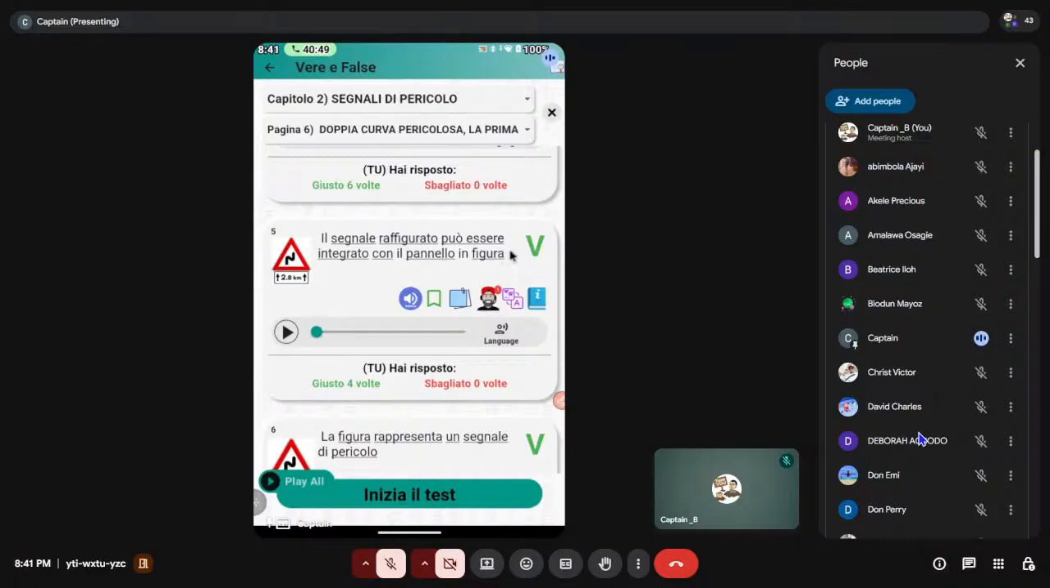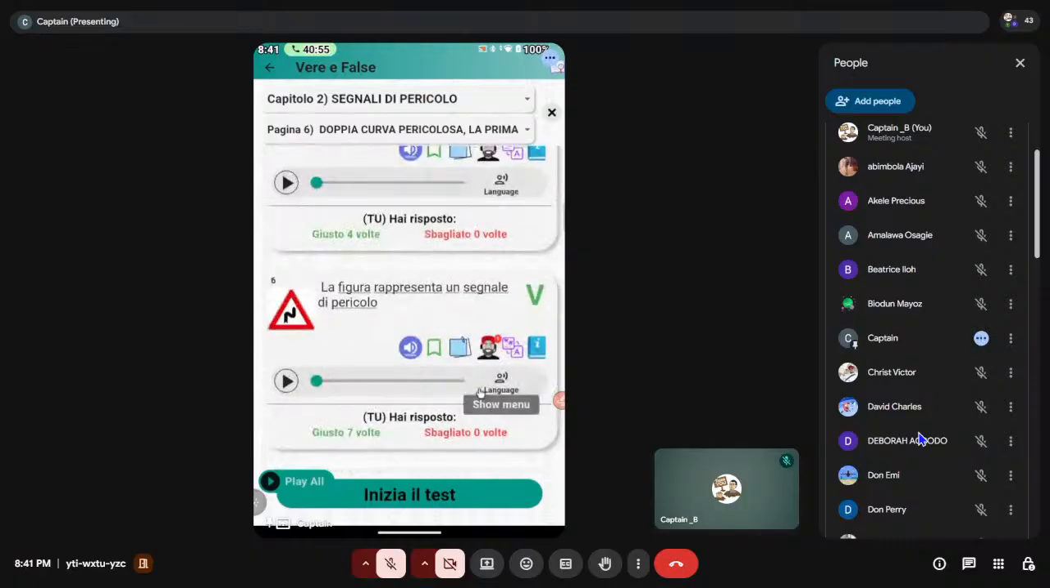So this sign I'm referring to can be integrated, attached with the panel under like this. So, it is true. Number 6. Il segnale raffigurato rappresenta un segnale di pericolo, meaning this figure represents a sign of danger. Is it that this figure represents a sign of danger? Yes, and it is true.